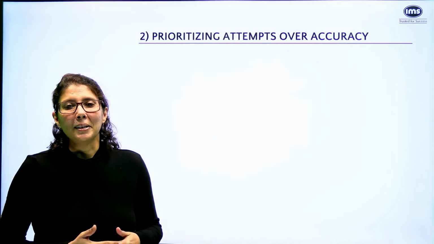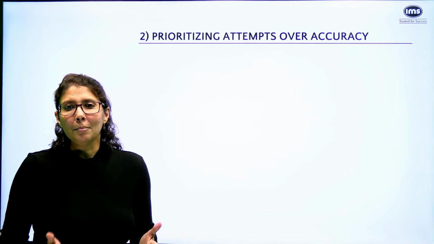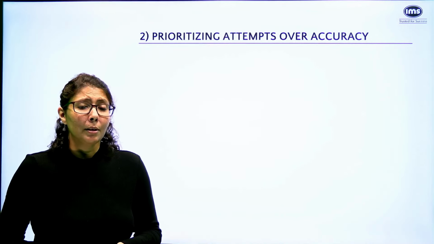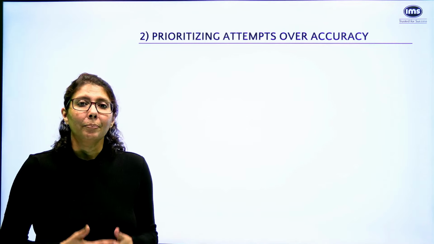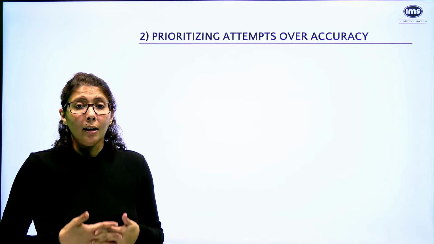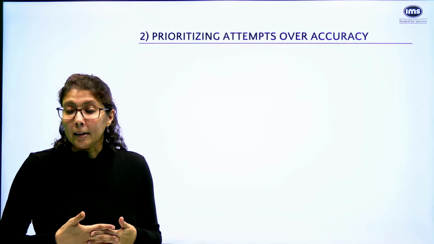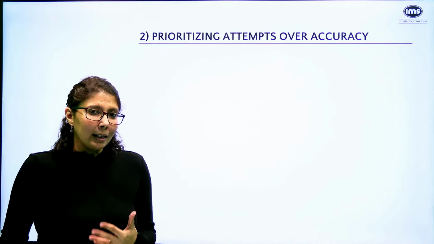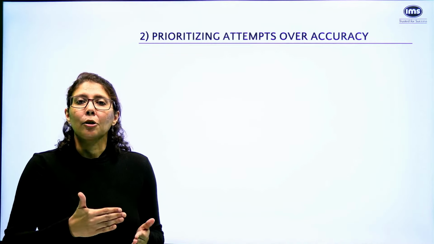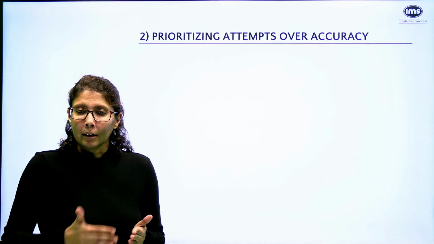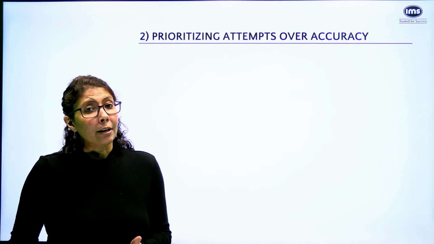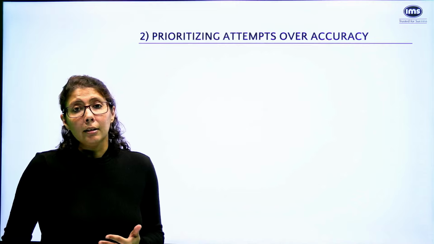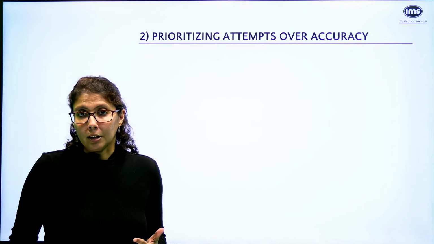Of course, not in our lives, but in the VARC section. We, for some reason, believe that the more we attempt, the more marks we will get, even though the test data tells us otherwise. Unless your accuracy is very high, your attempts are not going to lead to a higher score. So I'm not sure if you've done this calculation, but if your accuracy is about 50%, then you get about 1 mark per question attempted. But if your accuracy is even less than 50%, then you're not even getting 1 mark per question attempted.